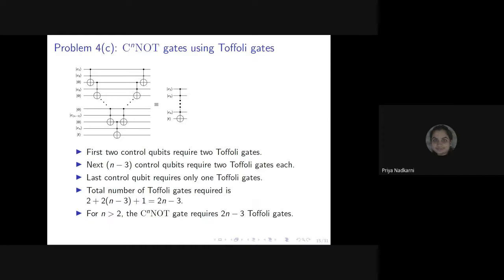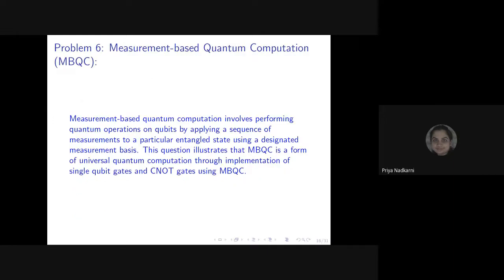One way to verify is maybe just substitute n equals 2, and you'll get 4 minus 3, which is 1. So the Toffoli gate is a C² NOT gate, right? So we can just substitute n equal to 2 and we get the answer. Any other doubts? Okay, then let's proceed further.